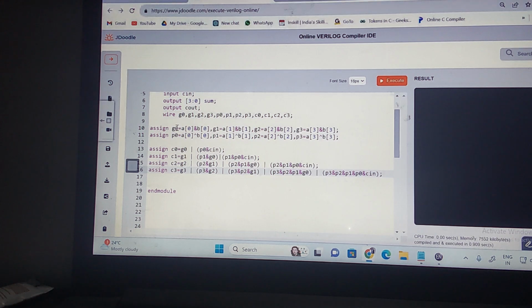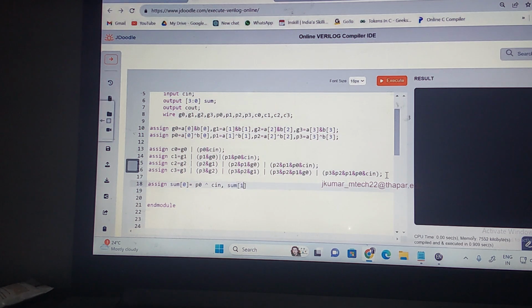Now we generated the G0, G1, G2, G3, P0, P1, P2, P3. Then we are computing C0, C1, C2, C3. Now what we need to do? Sum: S0, S1, S2, S3. Assign sum of 0 is equal to P0 XOR with C.